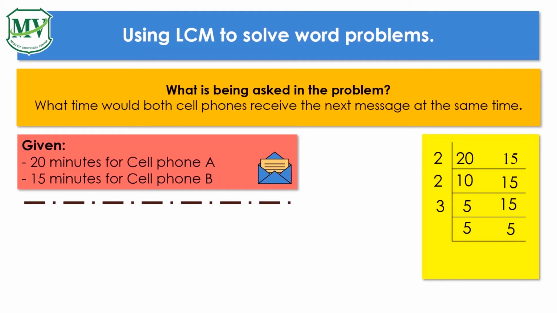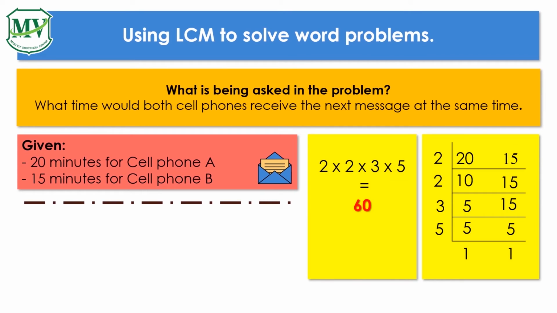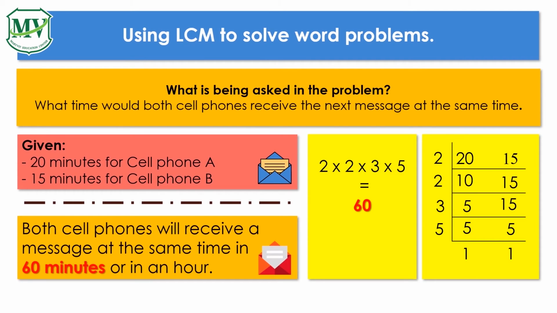Let's divide the remaining quotient by 5, and that would give us a quotient of 1, and we stop. Next step would be multiplying all divisors at the left column. 2 times 2 times 3 times 5 is equal to 60. Thus, both cell phones will receive a message at the same time in 60 minutes or in an hour. Do we have the same answer?